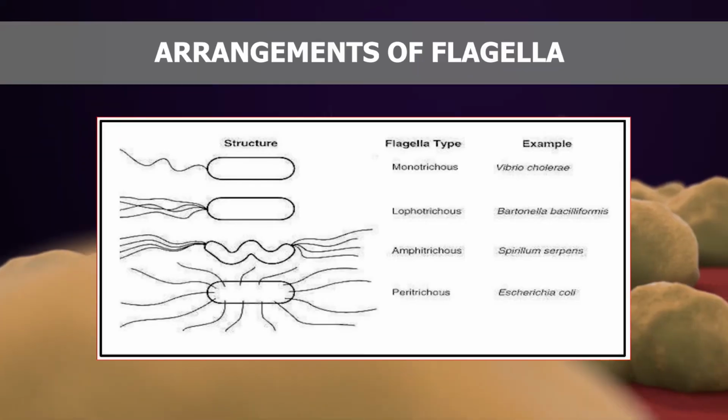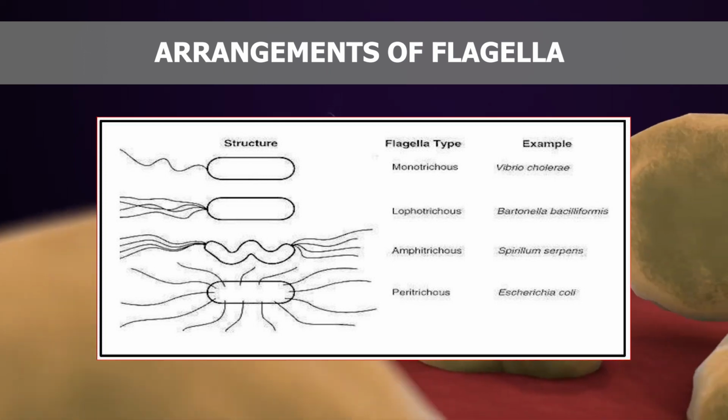We can classify bacteria on the basis of nutrition: photoautotroph, photoheterotroph, chemoautotroph and chemoheterotroph. We can also classify bacteria according to the flagella present on the bacteria.